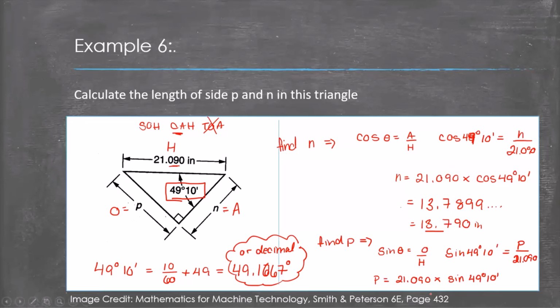So again, if you're putting that into your calculator, 21.090 times 49 degree, minute, second, 10 degree, minute, second. And then you're going to press sine, and then you're going to press equals. And you should get 15.957 inches. Okay? So N is 13.790, or 13 and 790 thou, and P is 15 and 957 thou. And that finishes off our examples.